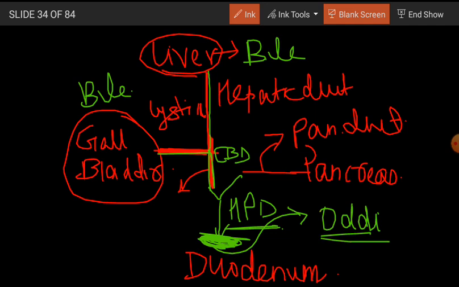So make sure that you draw this diagram very carefully and study this diagram very carefully. This is the most simplified diagram for your biliary system or this complete transport of bile and the pancreatic juice. So once again, bile from the liver is released into the hepatic duct. It is stored in the gallbladder. Duct of the gallbladder is known as the cystic duct. Hepatic duct and cystic duct combine to form common bile duct.